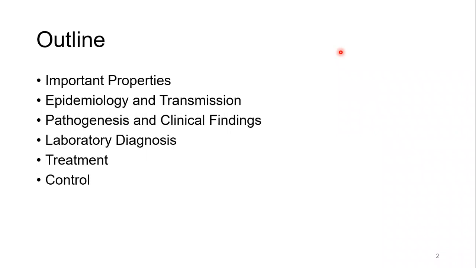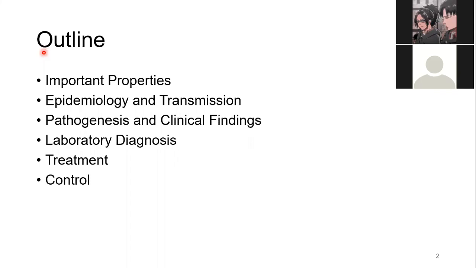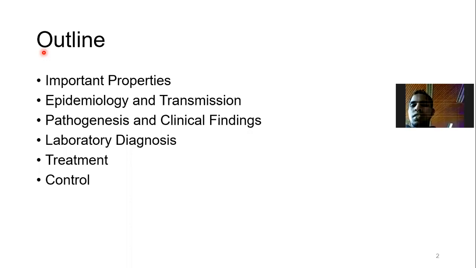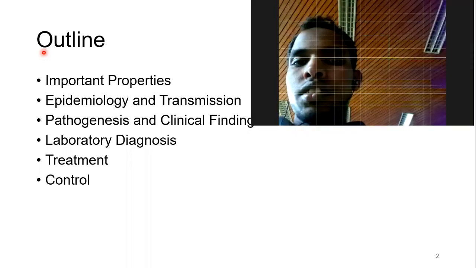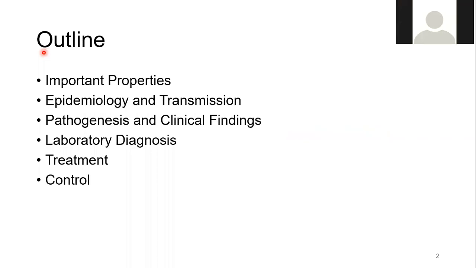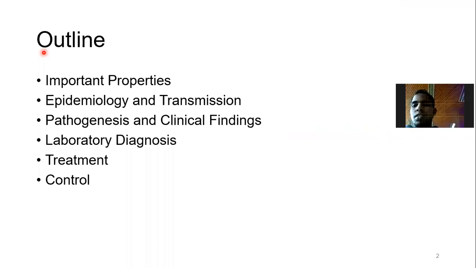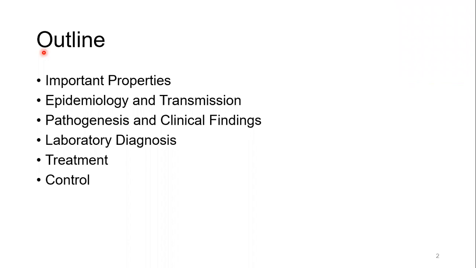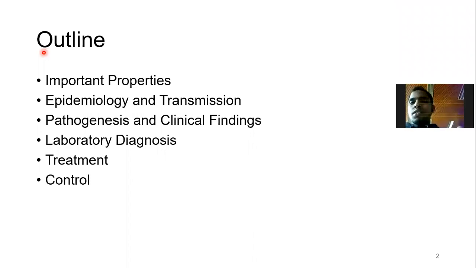The outline I'll follow is defining the important biological or bacteriological properties of each microorganism, the epidemiology and transmission, pathogenesis and clinical findings, then the microbiological lab diagnosis, the treatment options, mainly antimicrobial therapy, and then how we can control infection of the diseases.